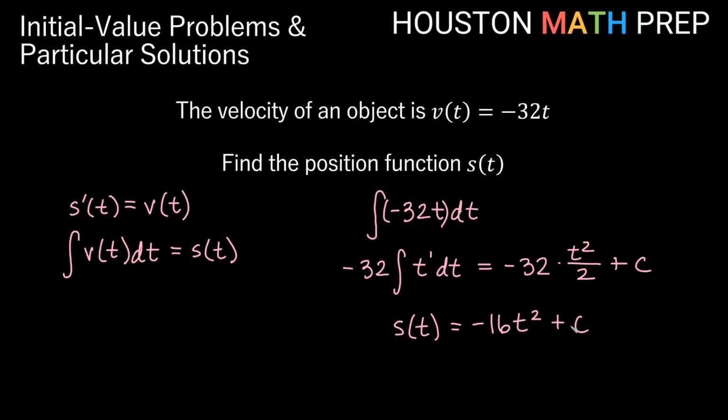Remember that c is some arbitrary constant. It could be positive, negative, could be 0, it could be a whole number, a decimal, many different things. So there are many functions that have a derivative of negative 32t, and these are all of them. We call this family of functions the general solution. In other words, given just the information that we have, we're not sure what our constant really is.